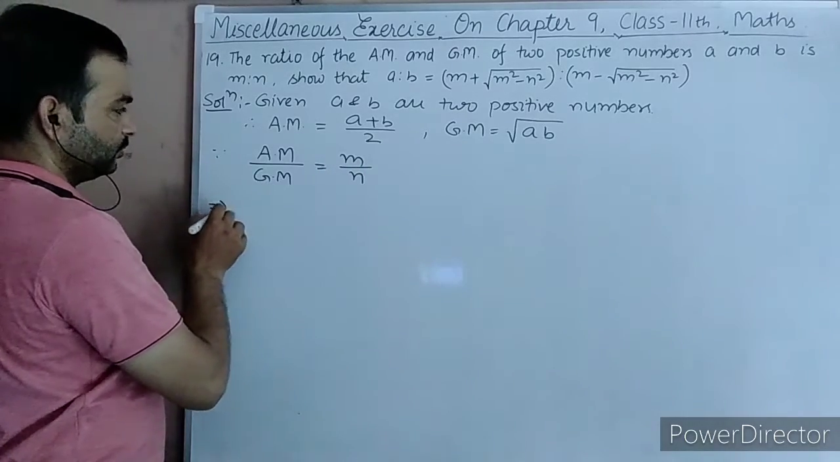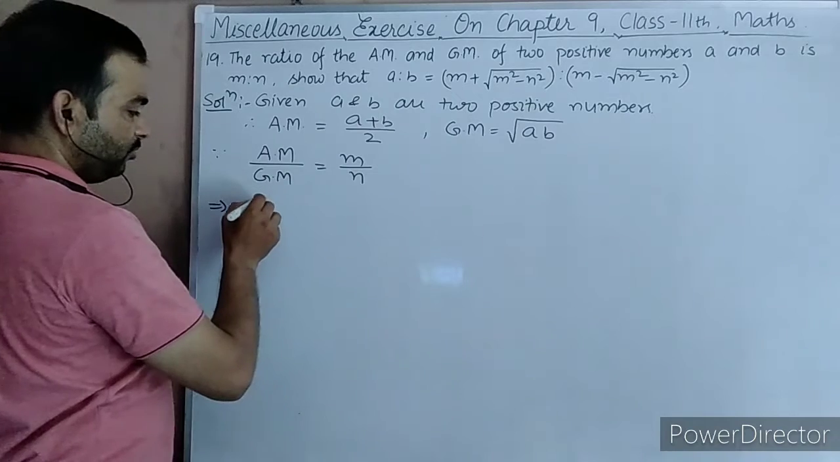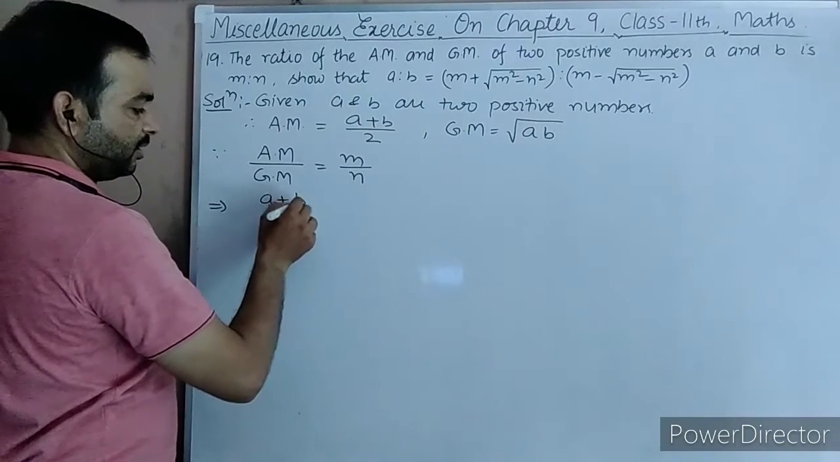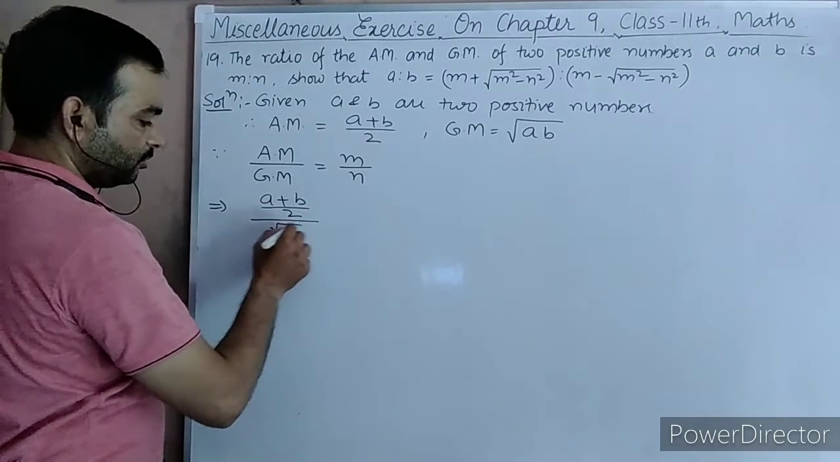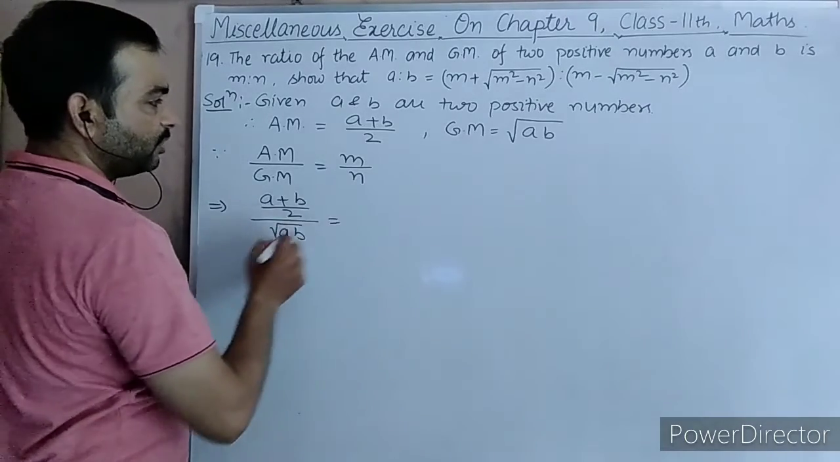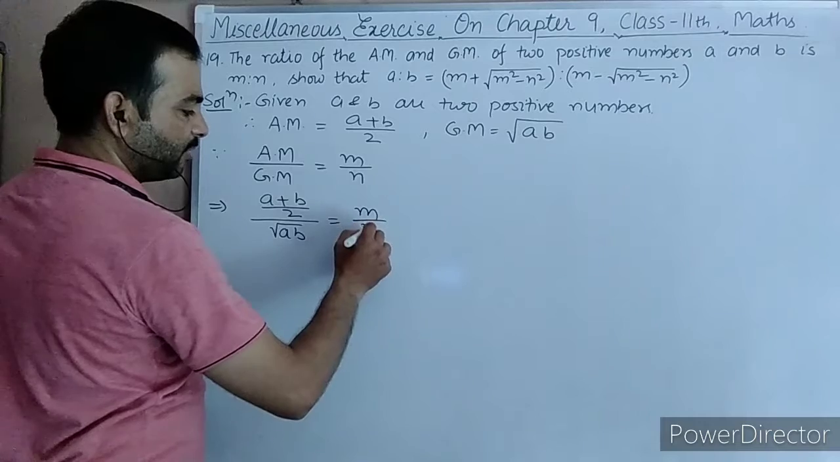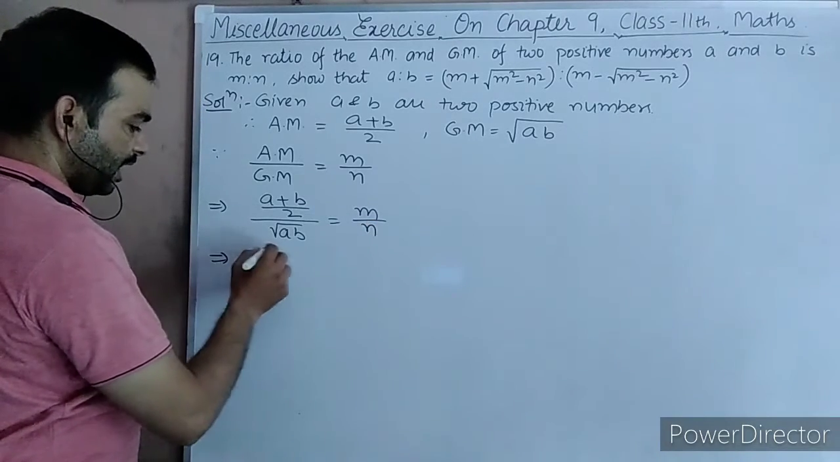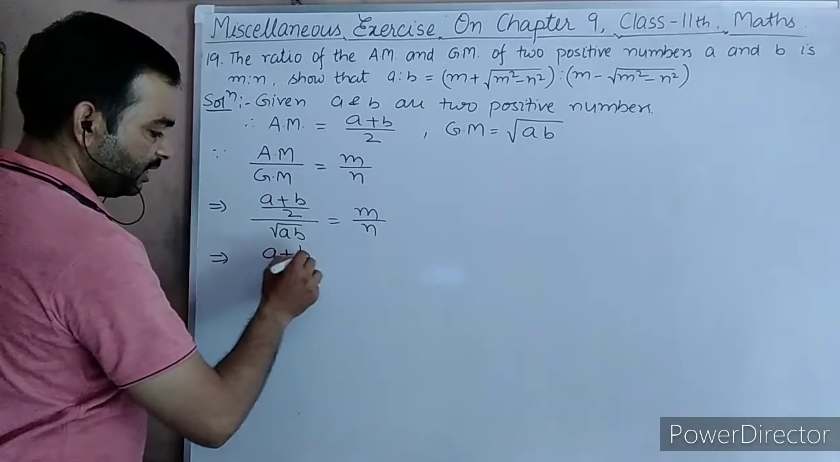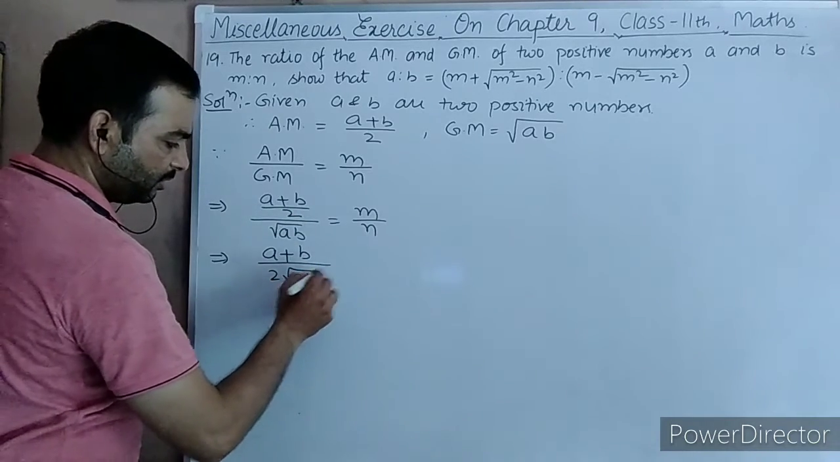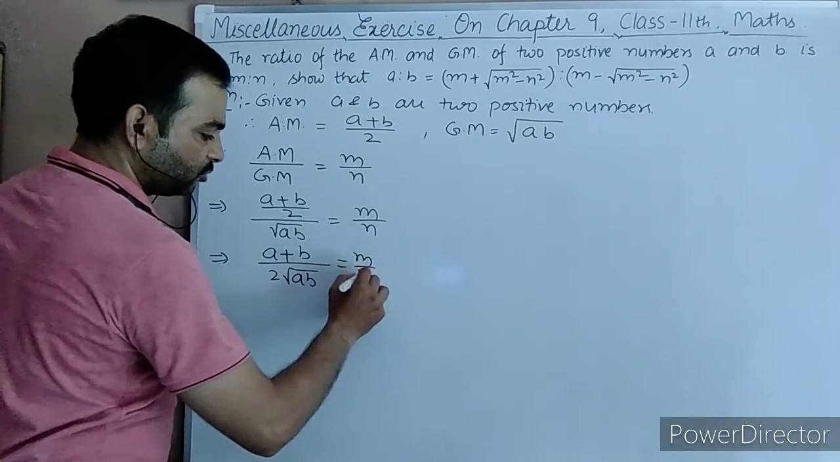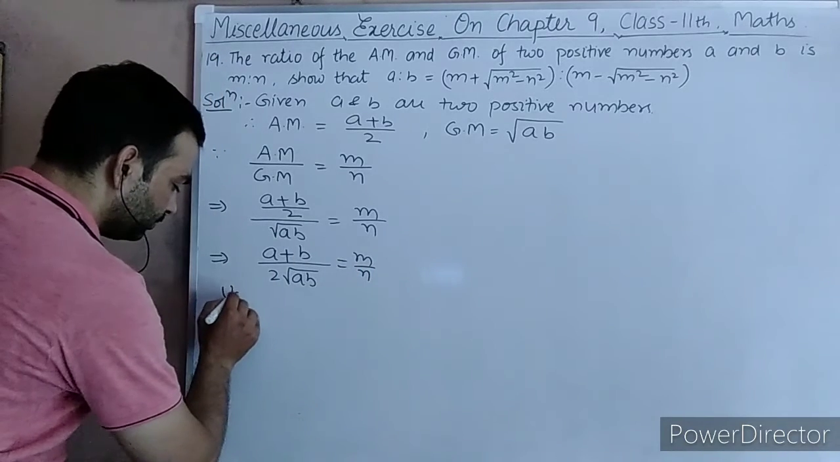Therefore, AM is (a plus b) by 2. We can put here (a plus b) by 2 divided by GM, which is root ab. So (a plus b) by 2 root ab is equal to m by n. Again, I can write it as (a plus b) divided by 2 root ab is equal to m is to n.